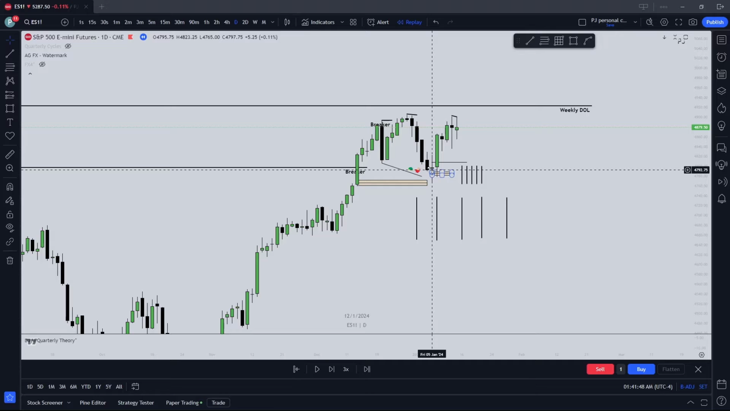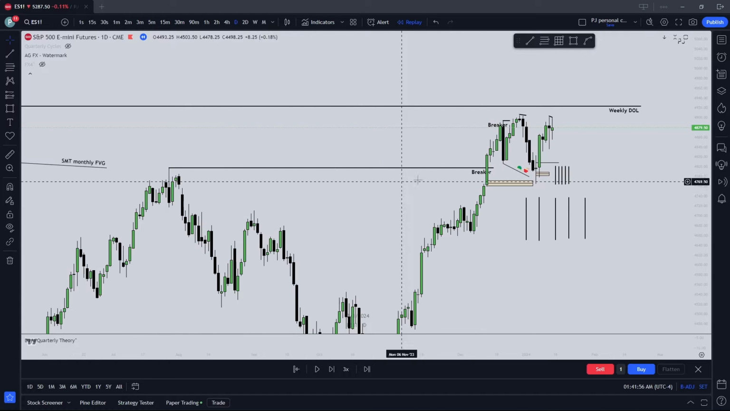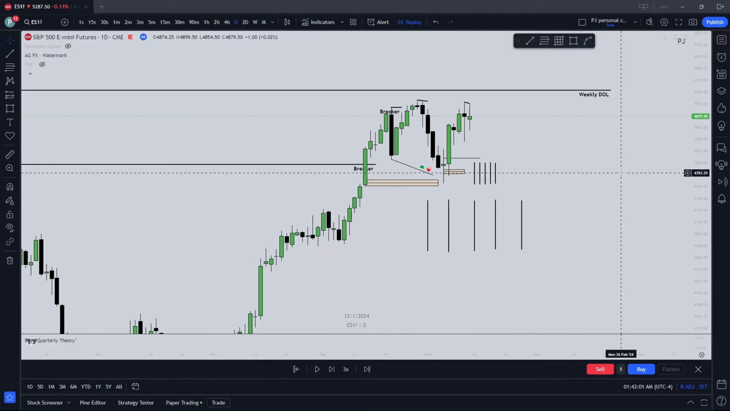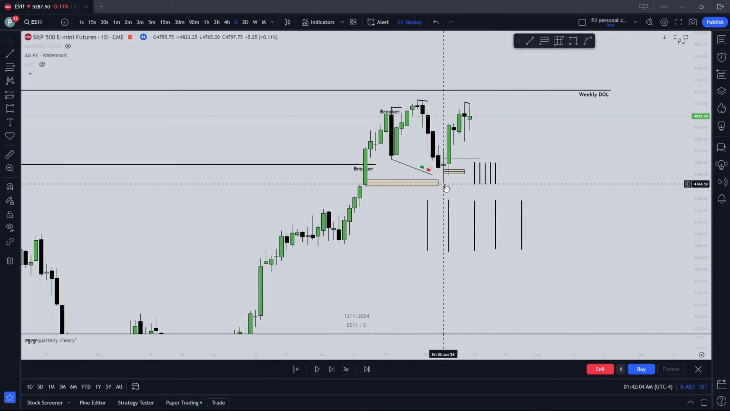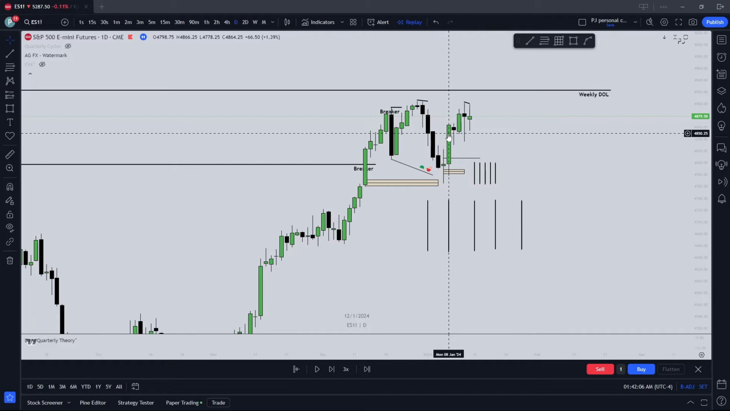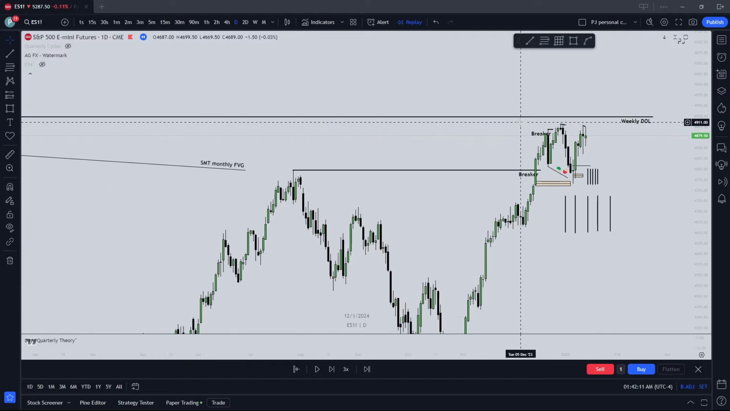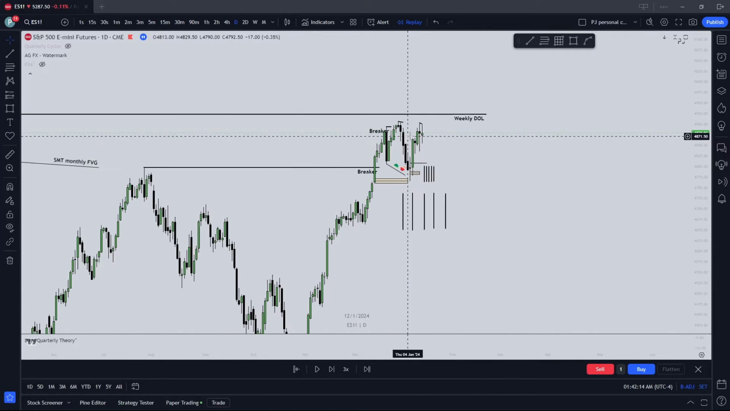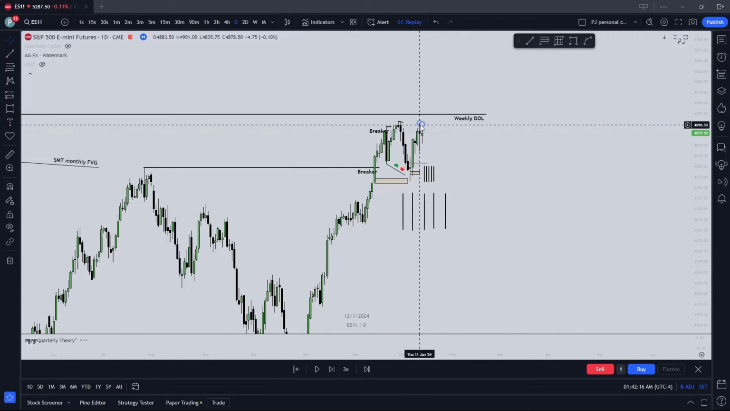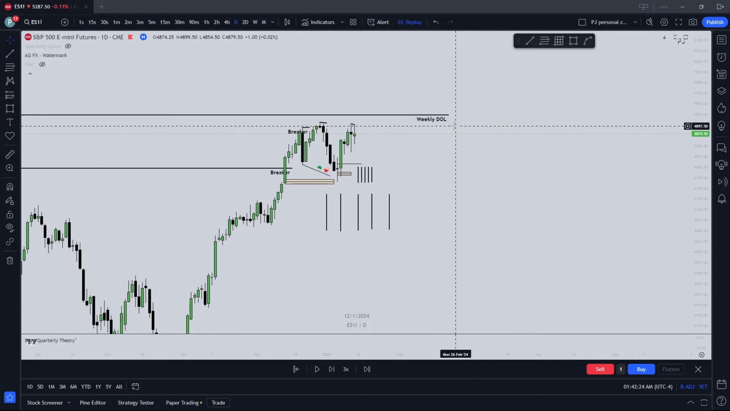All right. And you can see with NFP, we manipulate down into our PD array, our breaker, high time frame fair value gap, as well as daily inverse VI. We manipulate down and then distribute up. But we don't high time frame distribute up. Okay, we just kind of chop around the order block. All right, and then leave some equal highs and some wicks.